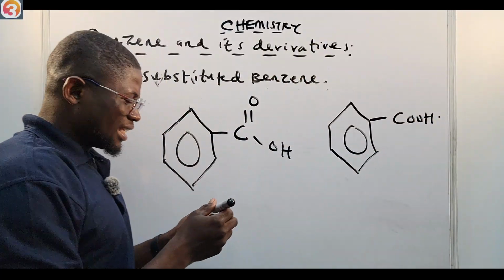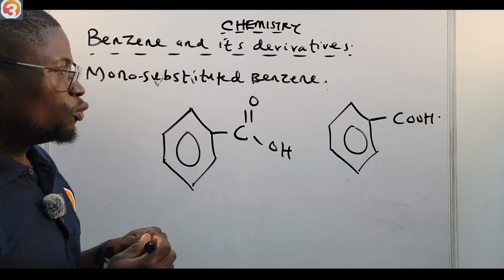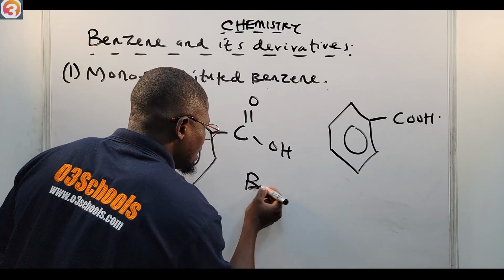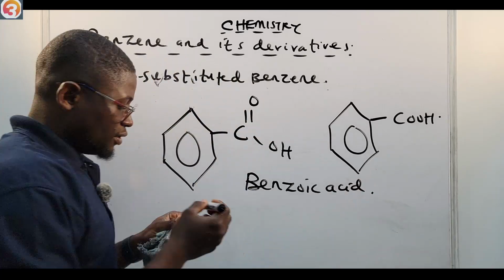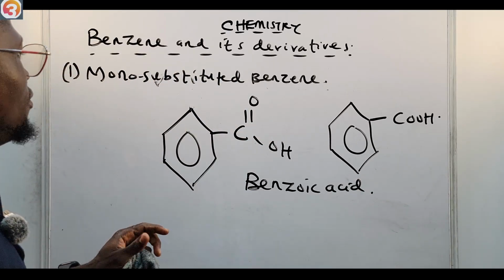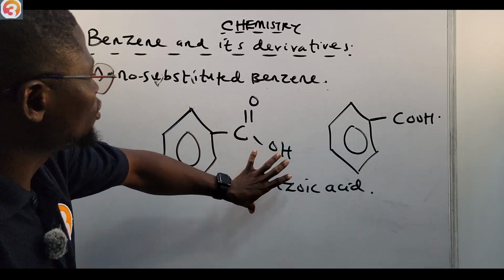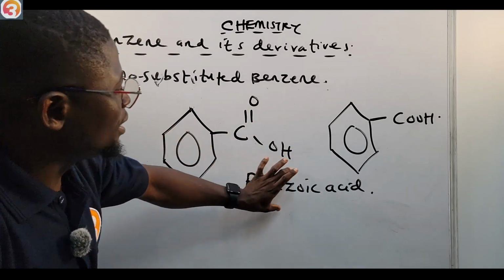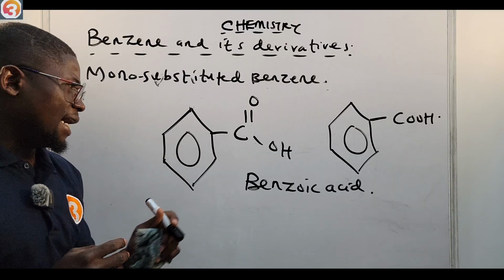So if you have a carboxylic acid group attaching itself to a benzene ring, we call this one a benzoic acid. Benzoic acid. So please, you must take note of that. Having a benzene ring, and then we now have a carboxylic acid group attaching itself to that benzene ring. We call this one a benzoic acid.